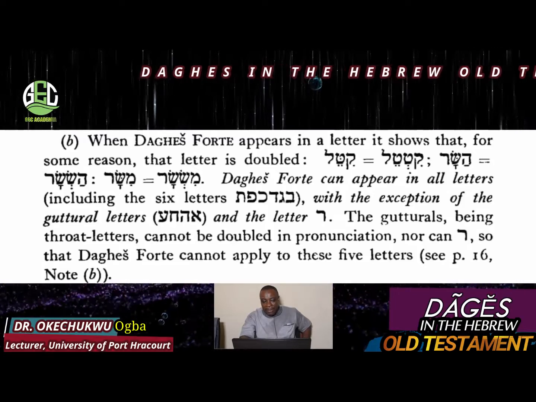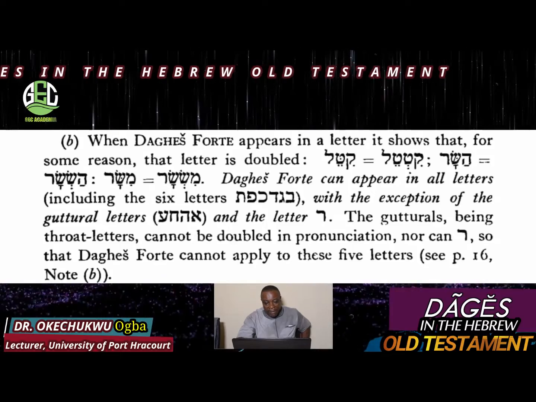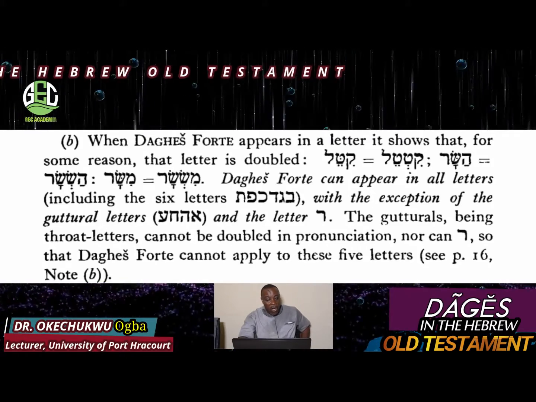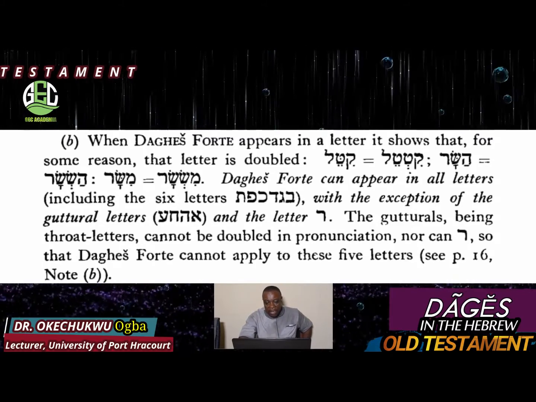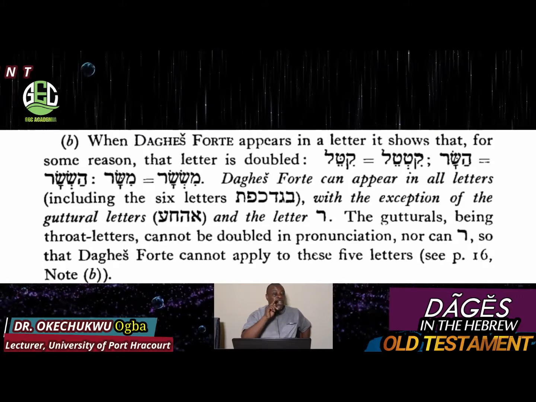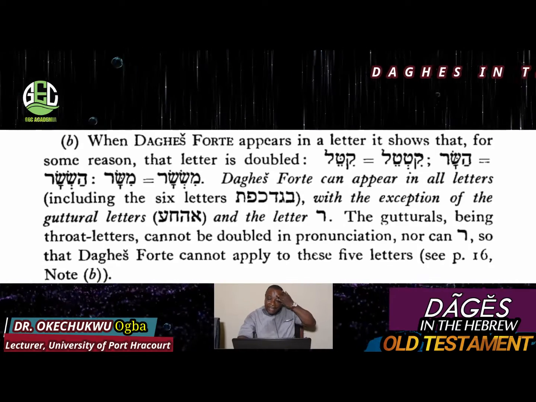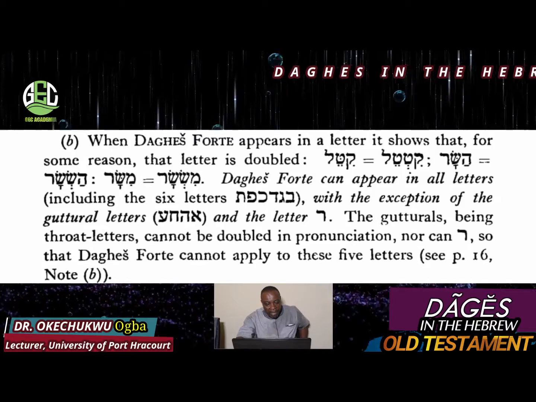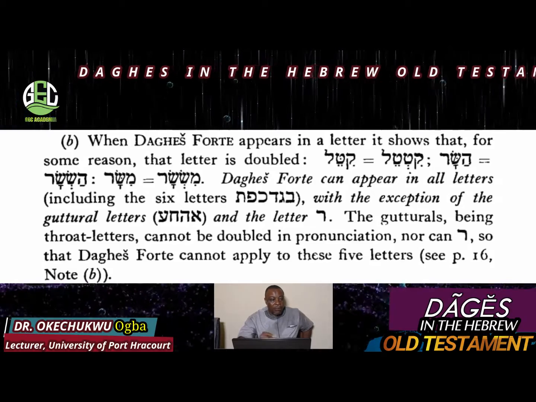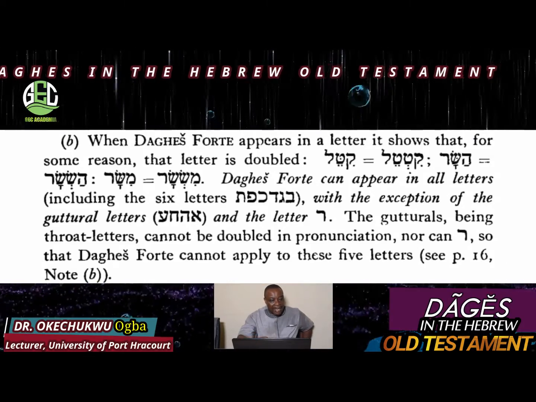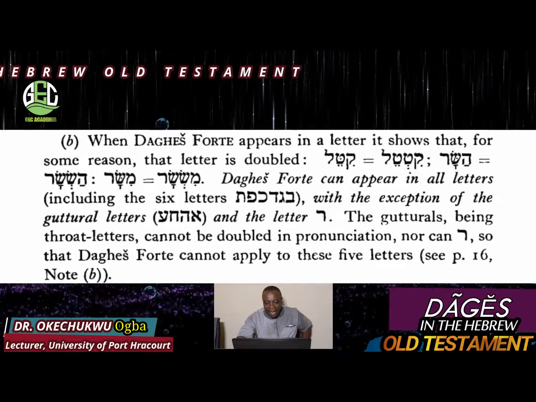Dagesh forte can appear in all letters, including the 6 letters BGDKPT, with the exception of the gutturals and the resh. Only the gutturals and the resh cannot have the dagesh forte. Remember, we talked of dagesh lene, which is the dagesh which hardens. Now we are talking of dagesh forte.